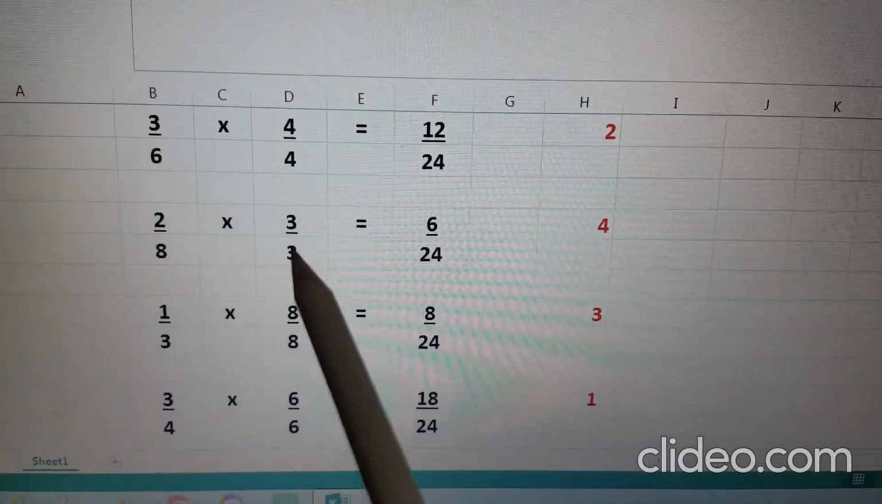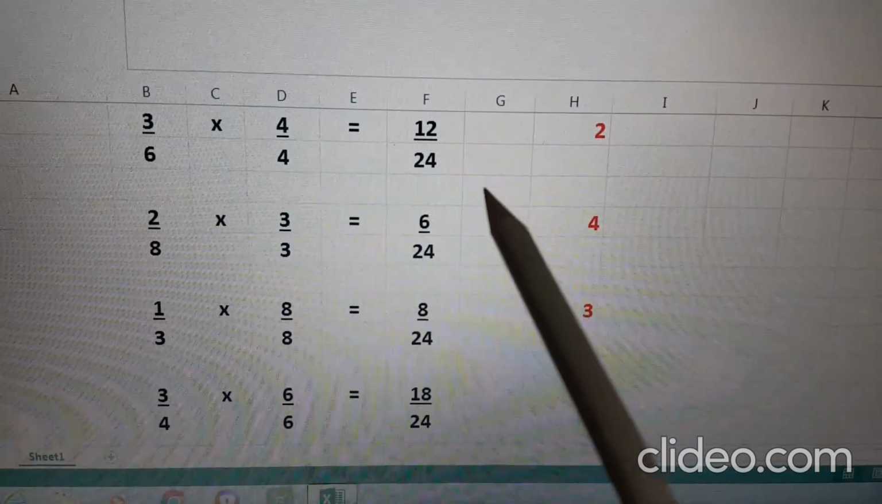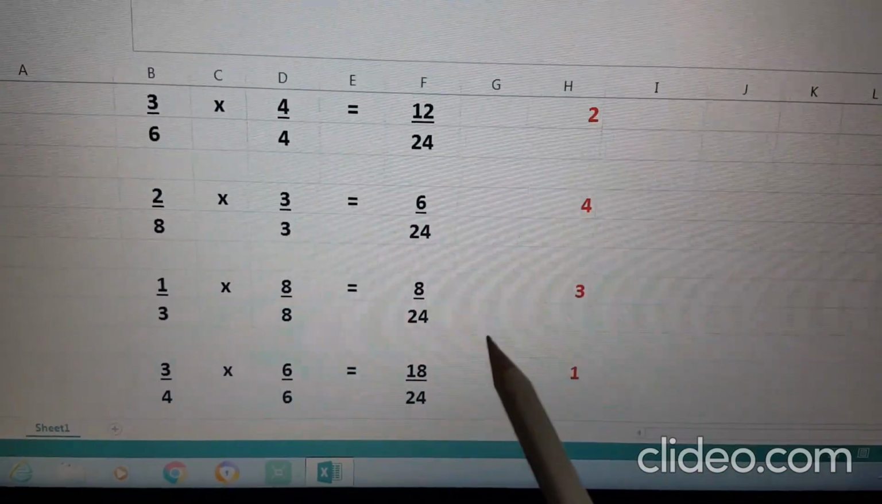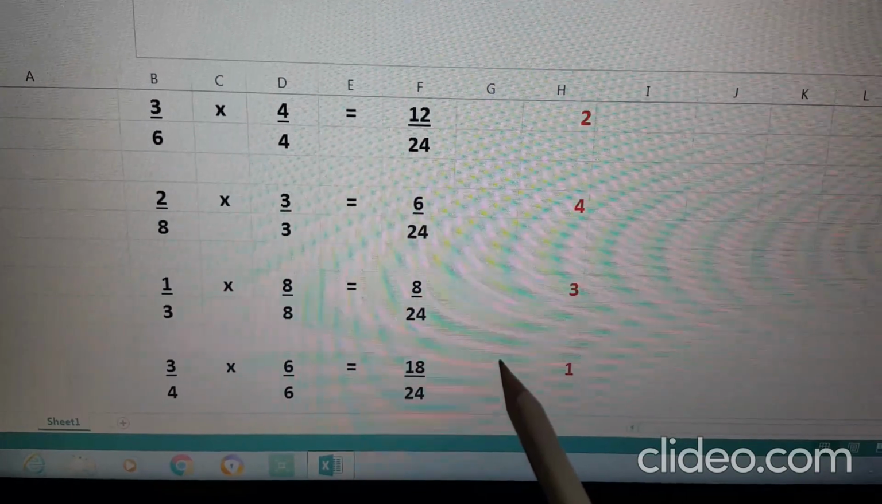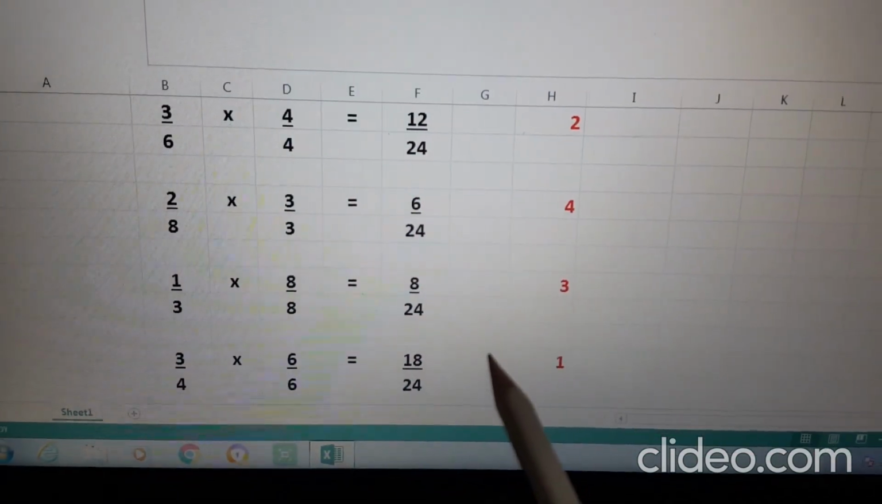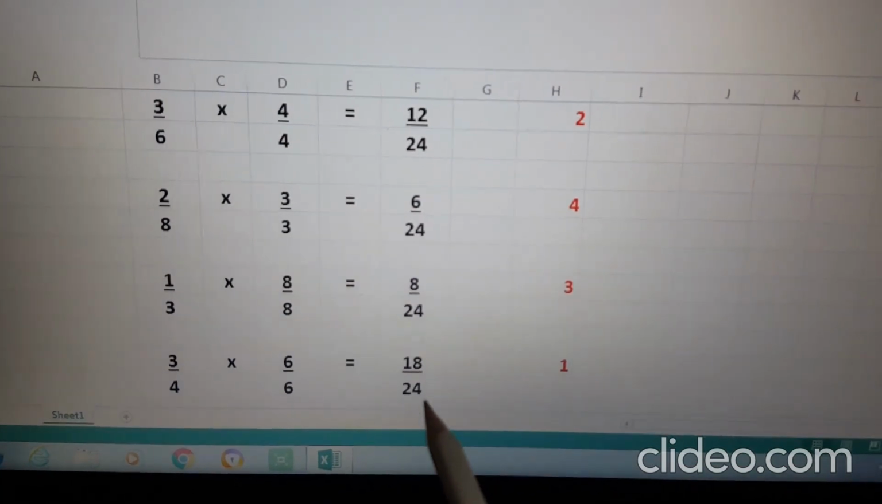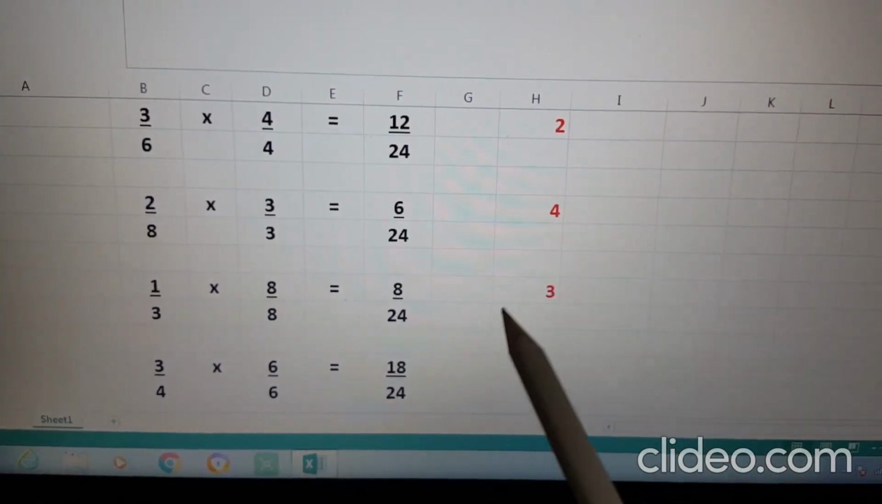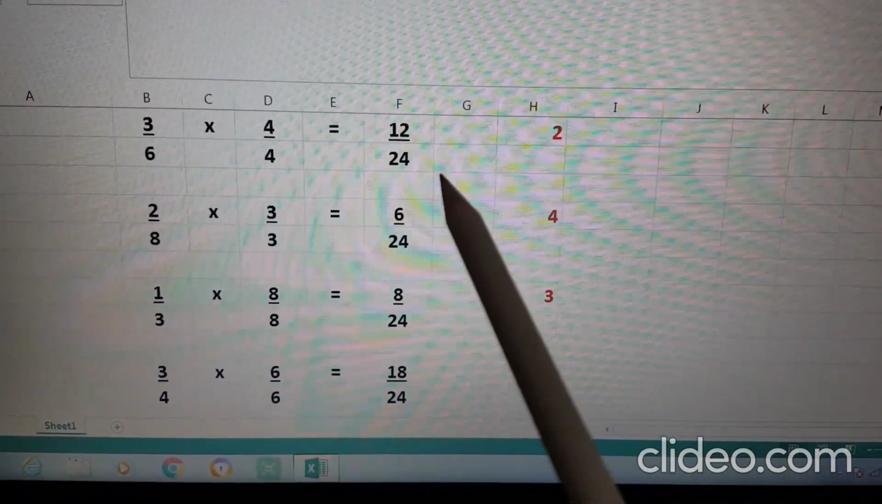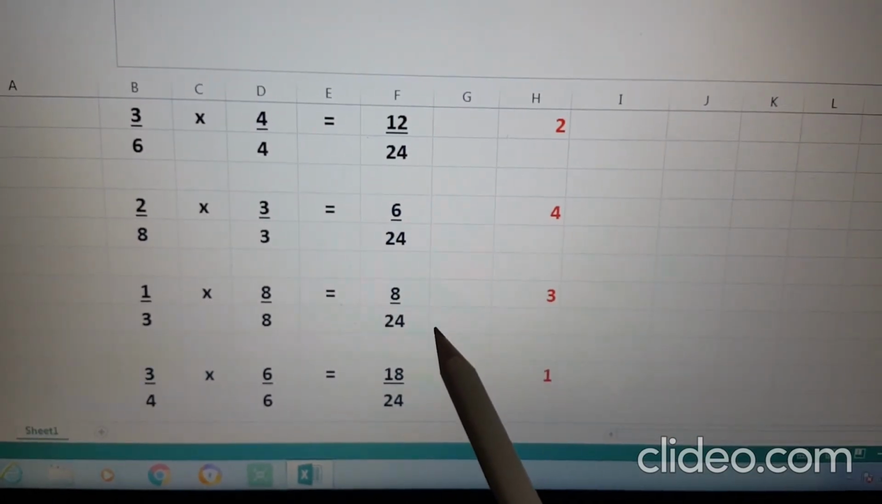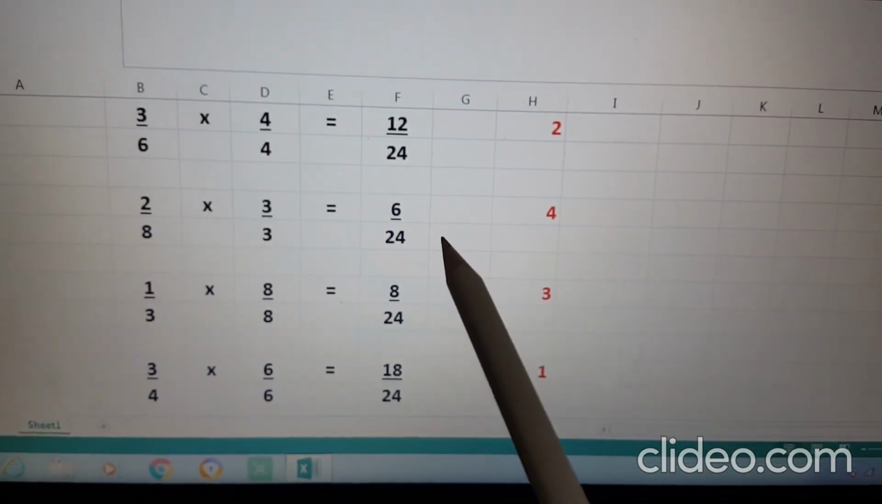Now we will arrange all these equivalent fractions in descending order. Descending order means big to small. The first fraction will be 18 upon 24, then 12 upon 24, then 8 upon 24, then 6 upon 24.